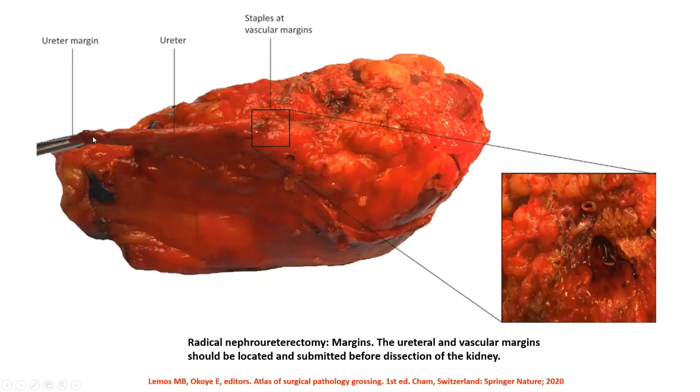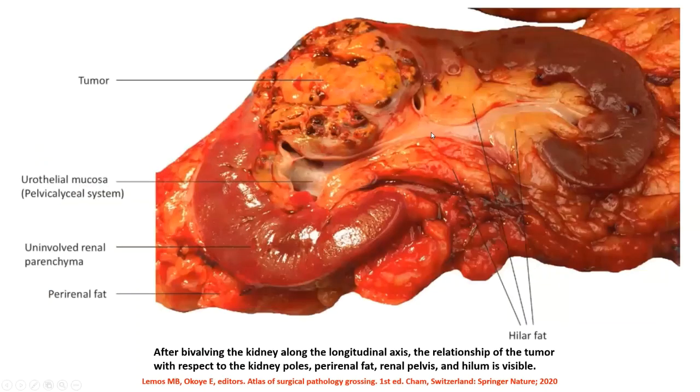You then will try to dissect through the ureter and approach the renal pelvicalyceal system and then bivalve the kidney. Once you have bivalved the kidney, and if you have a tumor, these particular relations of the kidney become very important. Especially, as I said, sampling the renal sinus fat becomes very important.